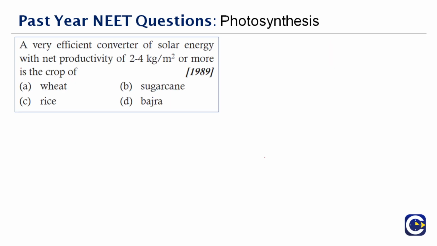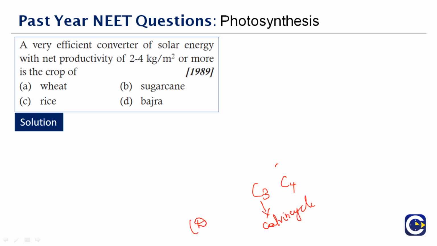Next question, which was asked in the year 1989. A very efficient converter of solar energy with net productivity of 2 to 4 kg per meter squared or more is a crop of dash. Here you need to understand whether it is a C3 plant or a C4 plant. The C4 cycle occurs in C4 plants like sugarcane and maize, and provides a more efficient way of carbon dioxide fixation than C3. I just told you the difference between these two in the earlier questions. C3 resembles the Calvin cycle, which takes place in the dark.